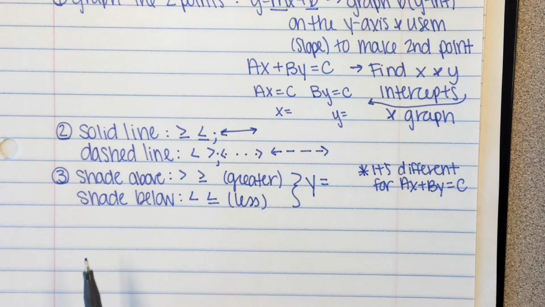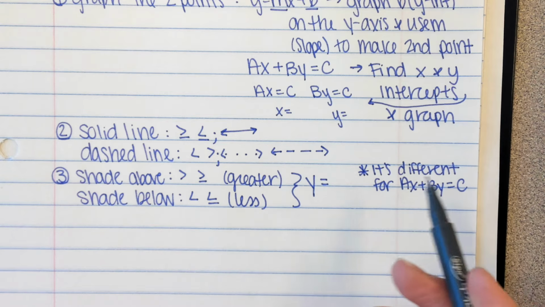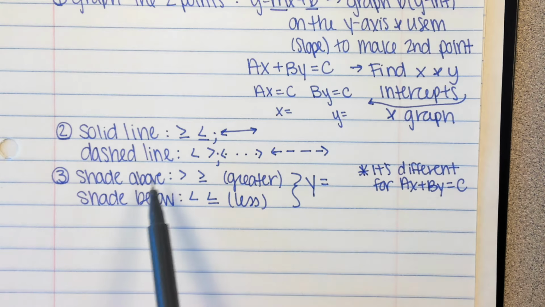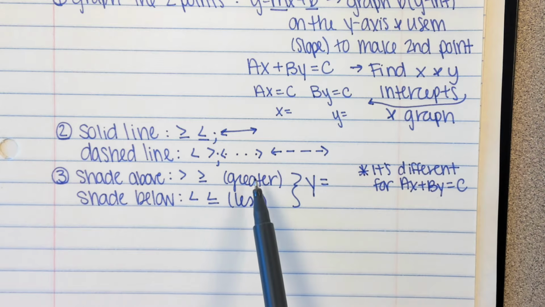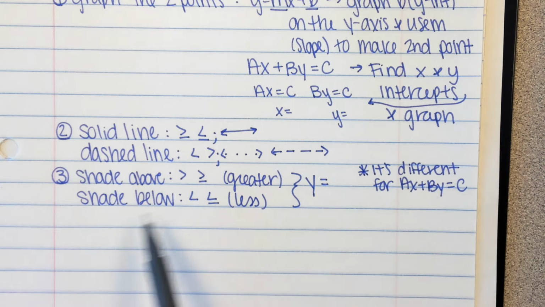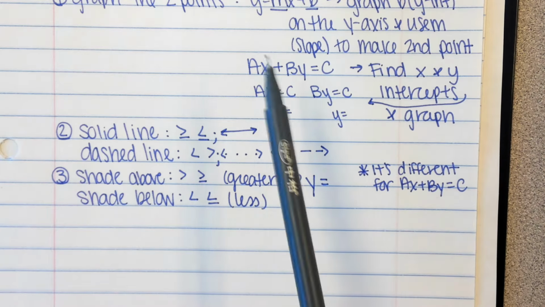Okay? After you get your line, you have to decide where to shade. Because on the number line, we drew our arrows to the left or to the right based on greater than or less than. So now we have to shade above or below so that we can capture all of the possible solutions to the inequality. So for greater than, we shade above. For less than, we shade below. And that's if it's in the y equals form.